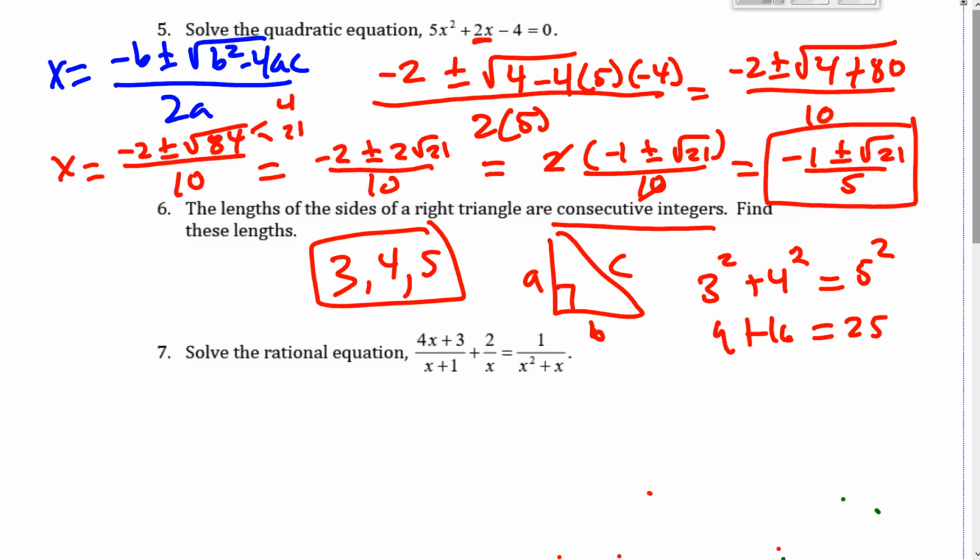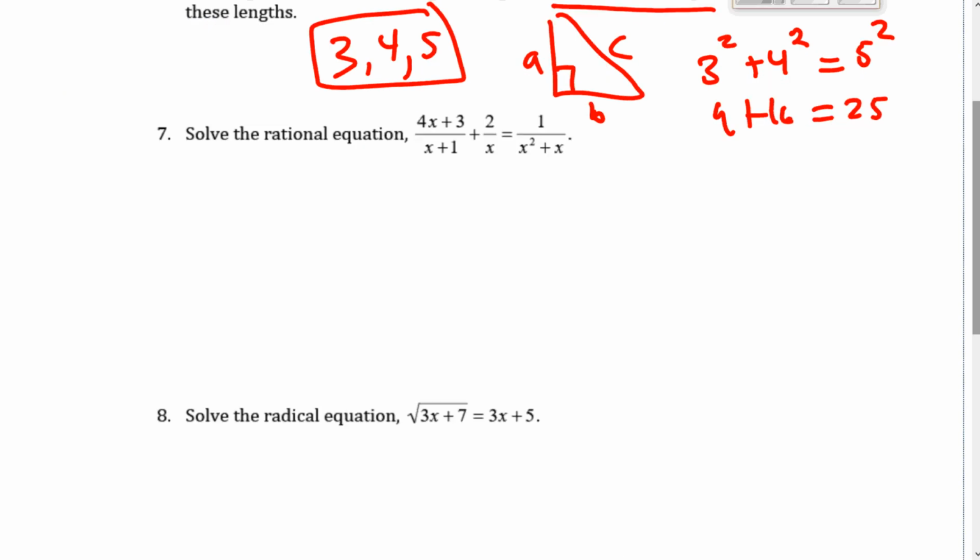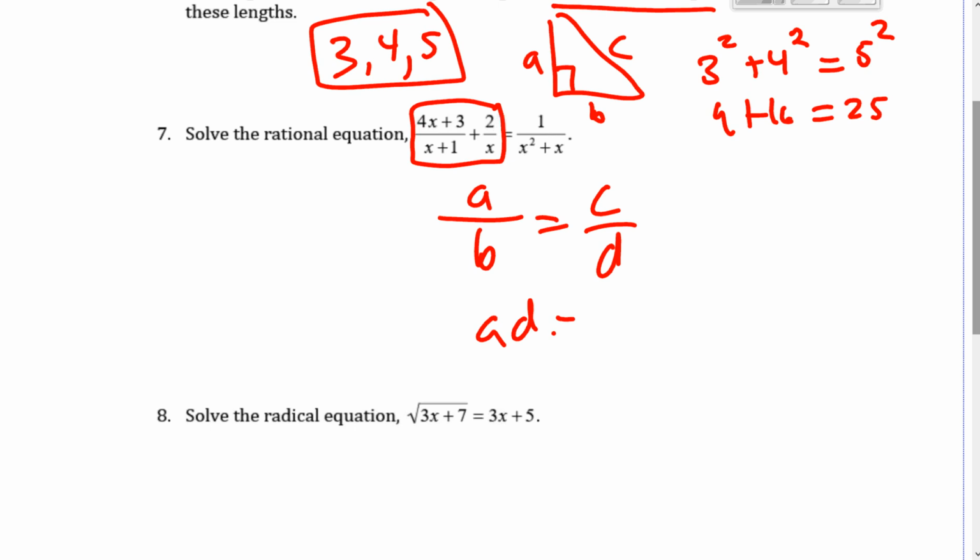Okay, solving rational equations. So there's a few ways that you can do this. One way is to combine the fraction first on the left, or if you have another fraction you want to combine, you can combine your fractions into one, and then you have a proportion. So whenever you have a proportion, you can just cross multiply to get rid of dividing by d. You multiply d on both sides, right? So I just take a times d and c times b, and then I can go ahead and solve that. So I could combine that, that's one way, into the proportion.